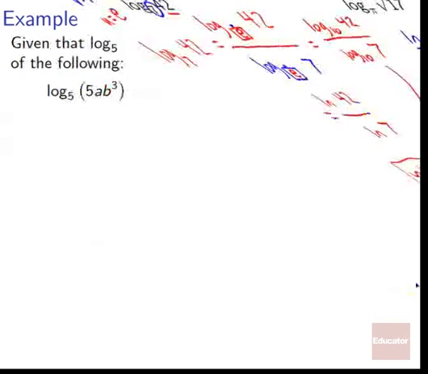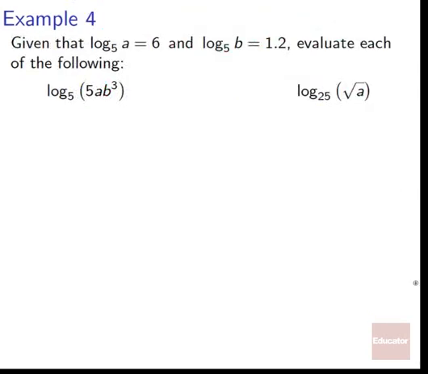Great. Fourth example, given that log base 5 of a equals 6 and log base 5 of b equals 1.2, evaluate each of the following. So at this point, we want to use the rules that we have to split things apart. Splitting it apart will allow us to use the pieces of information we have, right? We have to see a log base 5 of a before we can swap it out for 6, so we have to get that sort of thing to show up. Same for log base 5 of b. So we split things up.